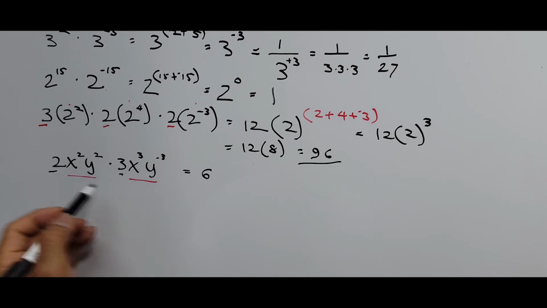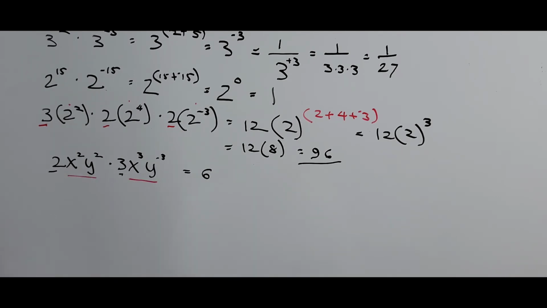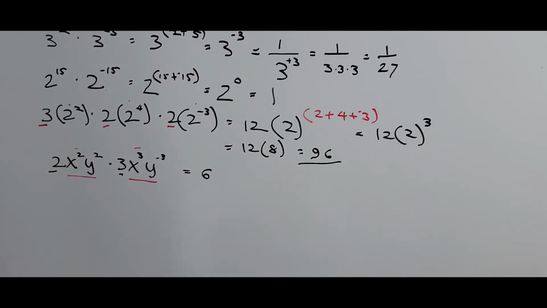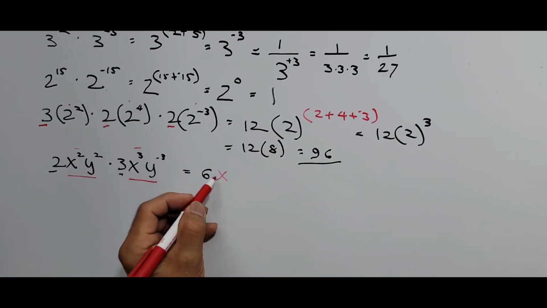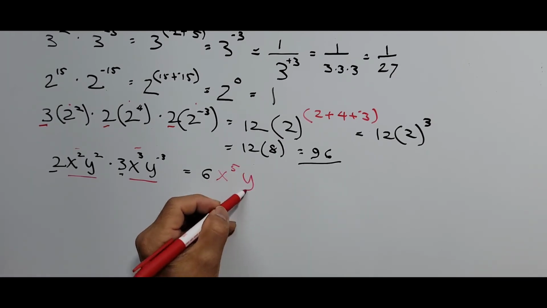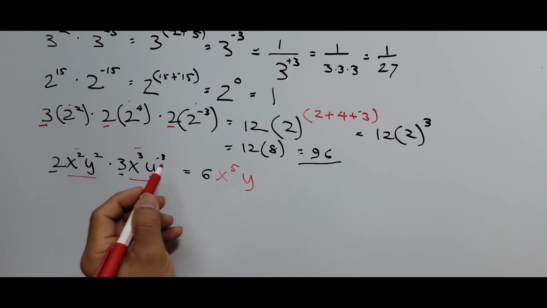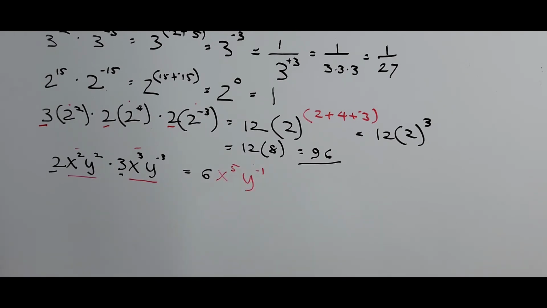And x squared here, x cubed. So that means you have to add the exponents, right? Add those. So for x, 2 plus 3 is 5. So x to the 5th power. And then consider y. Copy y. And their exponents, 2 and negative 3. So that's 2 minus 3. So that's negative 1. Right? So that's the answer. And yet you can still simplify that one right there.